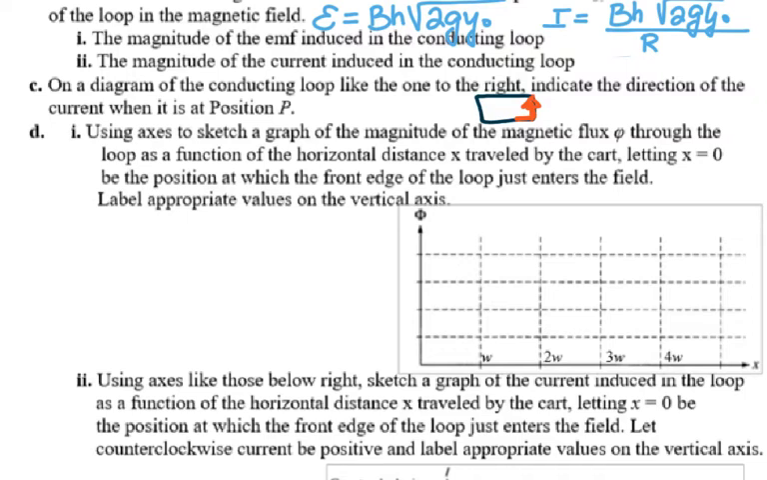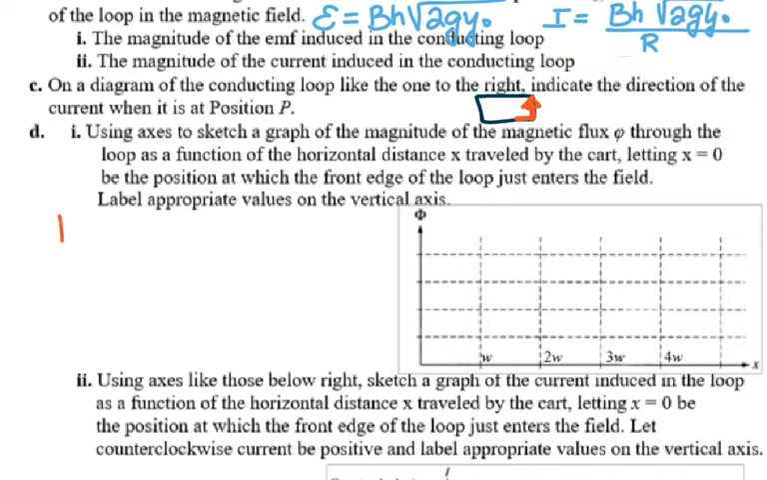And then for the second part, they say, using the axis shown, sketch the graph of the current induced in the loop as a function of the horizontal distance x traveled by the card, letting x equals x sub-zero be the position at which the front edge of the loop just enters the field. Let counterclockwise current be positive and label appropriate values on the vertical axis.